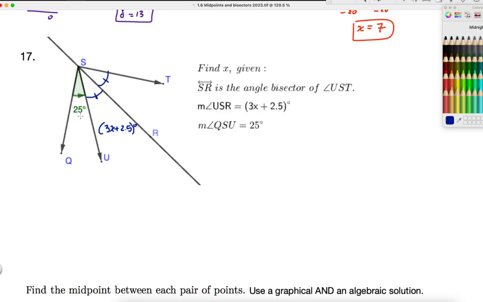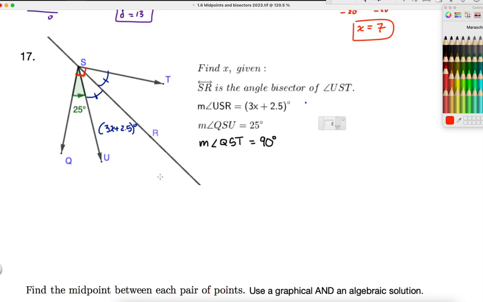QSU, that one's already labeled. Okay. I think a piece of instruction is missing here, so let's add it. So we know the measure of angle QST is 90. So we've got this angle right here we know is 90 degrees.